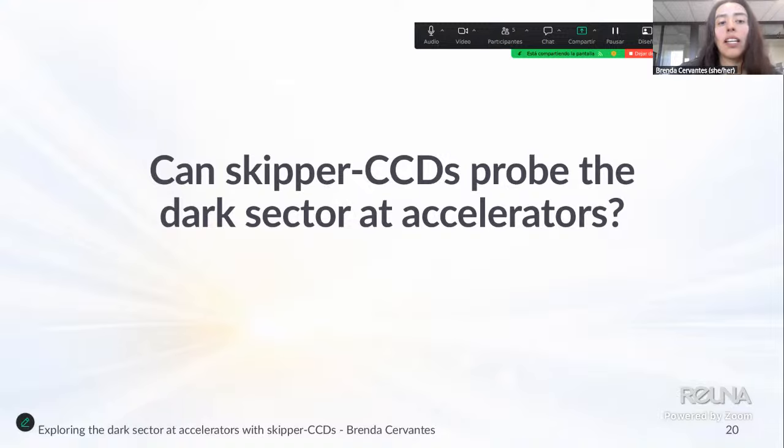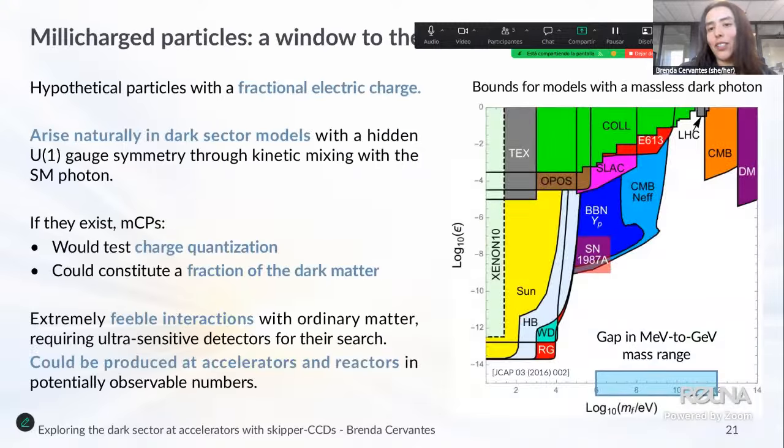leads me to my third and last topic, which is: can we use skipper-CCDs to probe a dark sector at accelerators? So as you imagine, the answer is yes, but let me motivate this a little bit. So what are we searching for? We are searching for millicharged particles at this accelerator.